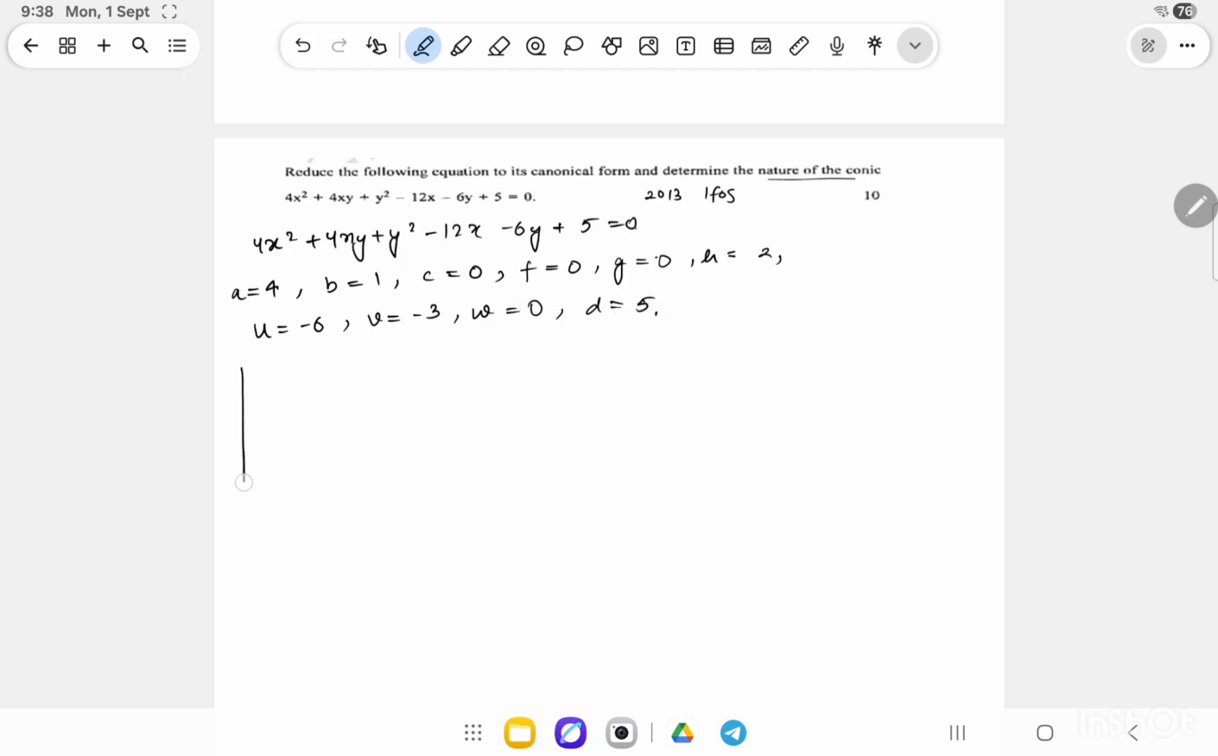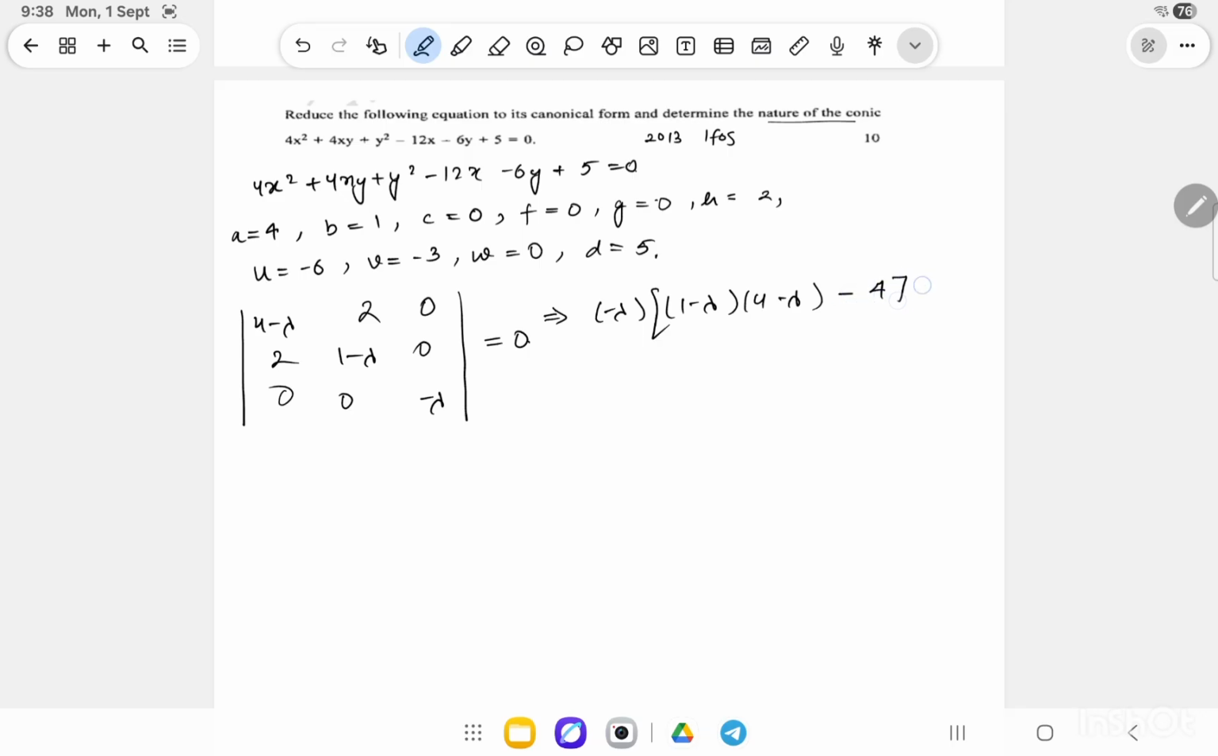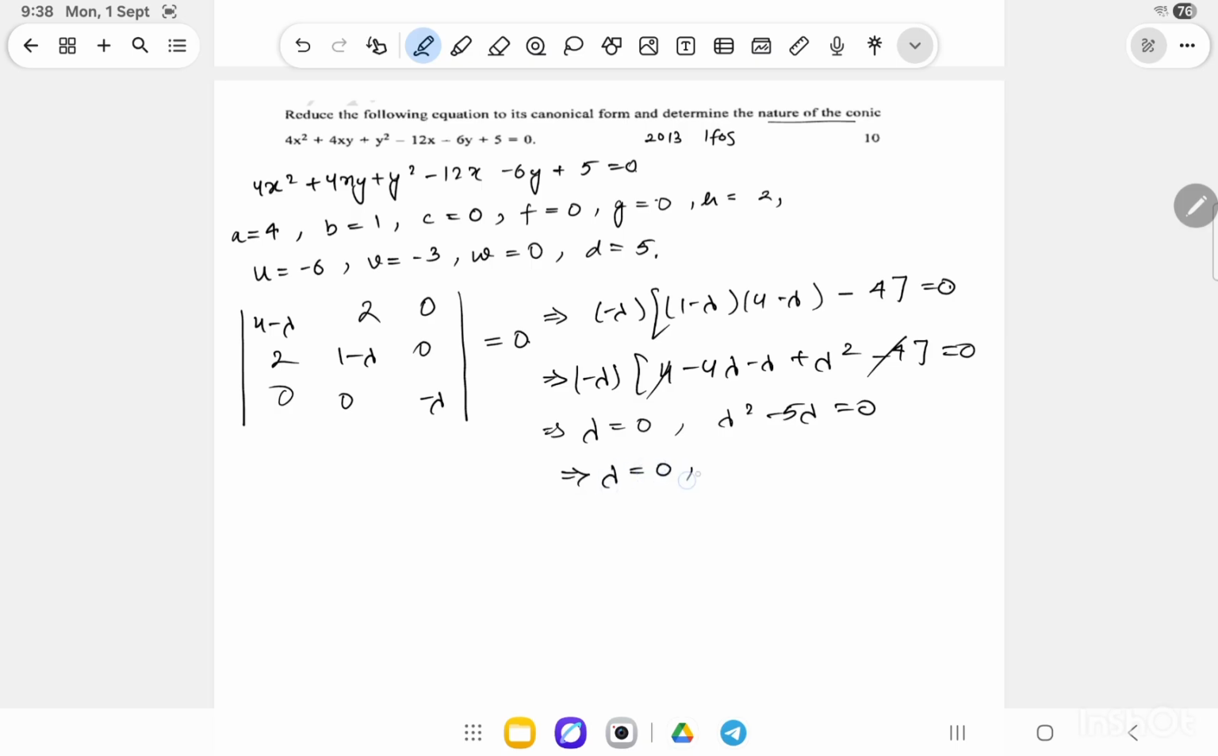So my discriminating cubic will be basically the determinant with 4 minus lambda, 1 minus lambda, 0 minus lambda, and 0, 0, 0, 0 and 2, which must be equal to 0. If I solve it, I'll be getting minus lambda into 1 minus lambda into 4 minus lambda minus 4 equals to 0, which basically gives me minus lambda into 4 minus 4 lambda minus lambda plus lambda square minus 4 equals to 0. So from here I got my lambda equals to 0 and lambda square minus 5 lambda equals to 0, which basically gives me lambda equals to 0, 0, 5 as roots of the discriminating cubic.